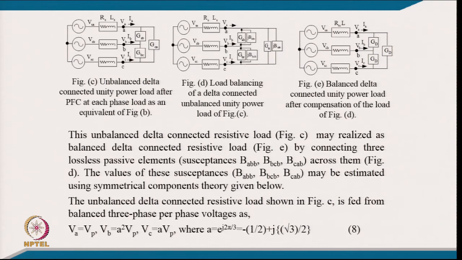Now, it is only important that we find out these components. So, the unbalanced delta connected resistive load, which is in this figure, may be realized by a balanced delta connected resistive load by connecting 3 lossless passive element susceptances across them, and the value of these susceptances may be estimated using symmetrical component theory given here. The unbalanced delta connected resistive load in the figure is typically fed from a balanced 3-phase 3-wire system.